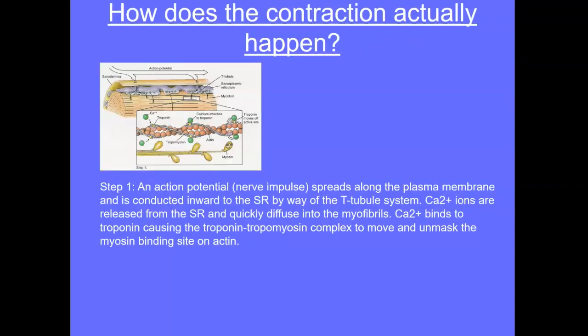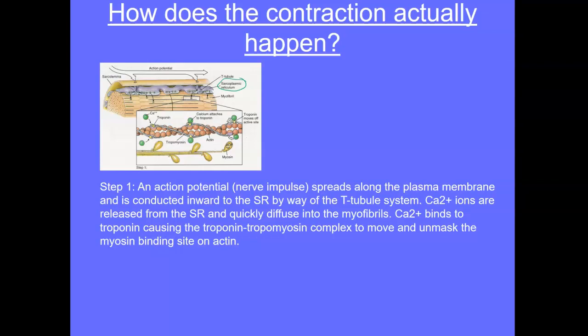So how does the contraction actually happen? The first thing that happens is an action potential, or an electrical shock, basically, arrives at the muscle. It's a nerve impulse, all right? That action potential is actually a nerve impulse. And what it does is it causes the sarcoplasmic reticulum to release ionic calcium. The ionic calcium can travel through T-tubules. The action potential can too. We'll talk about that another time if you want.